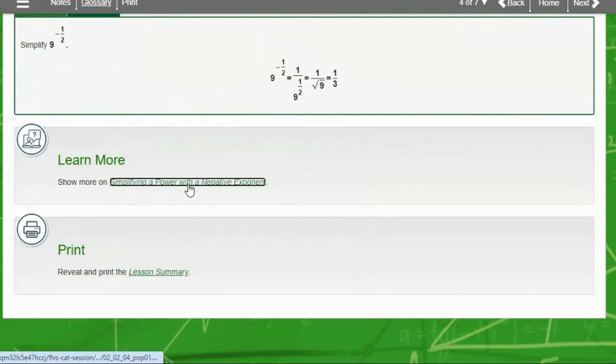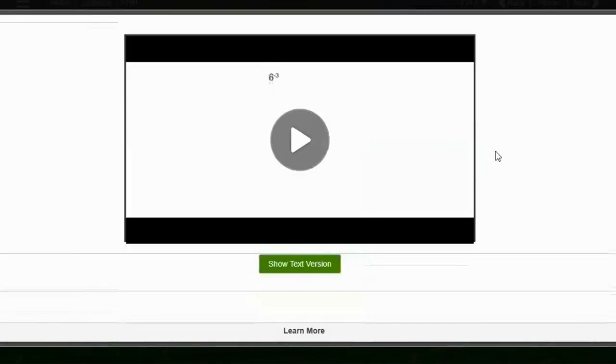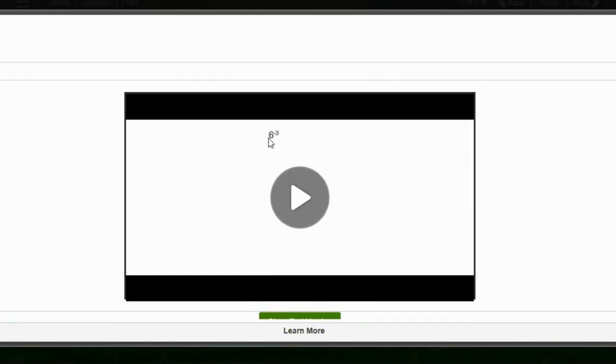Simplifying a power with a negative exponent. So they have a video. We're going to take 6 to the negative third. So we'll go ahead and watch this real quick. See what they're saying about simplifying 6 to the negative third. They may say something differently that I haven't said.